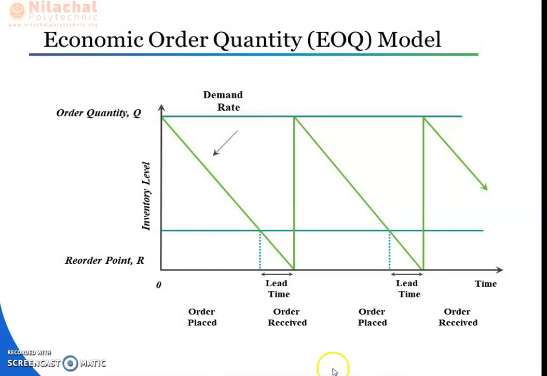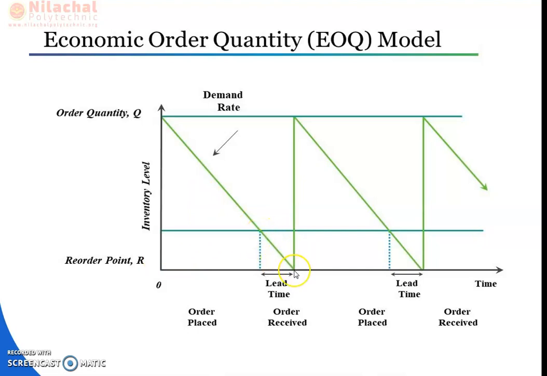Lead time is the time period between the order being placed and the order being received. That is known as the lead time. Reorder point is the point at which we make an order for the production system before the stock goes to the minimum level.